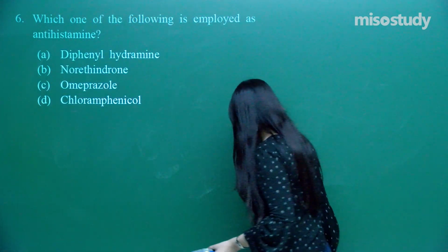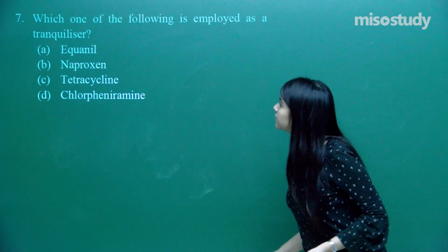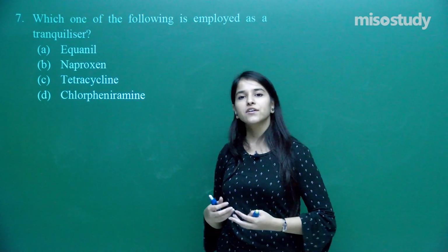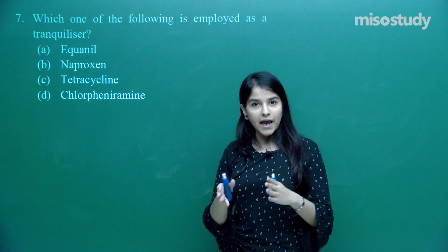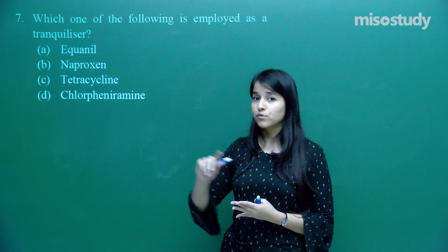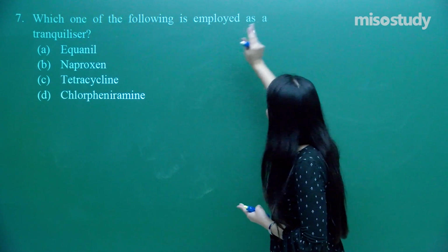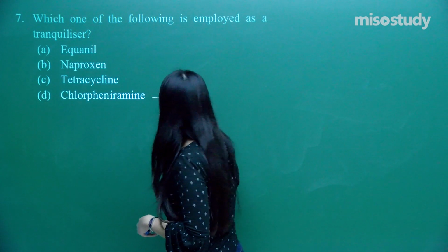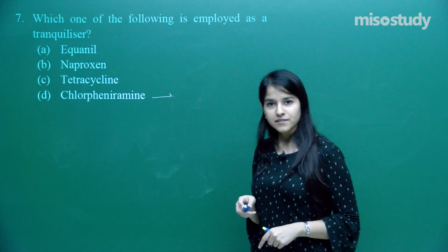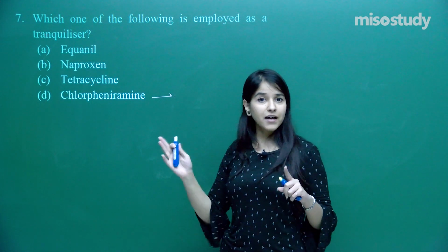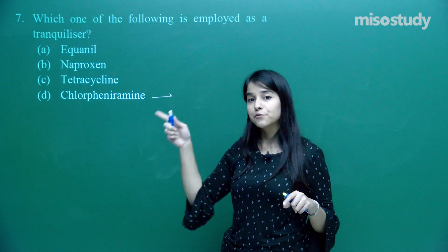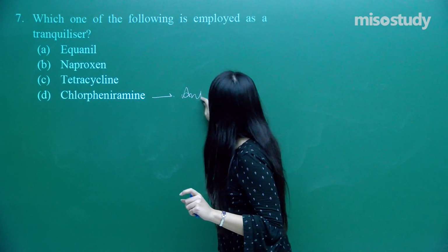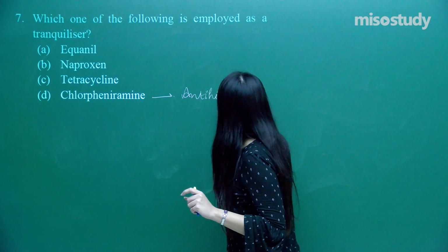So the next one is, which one of the following is employed as a tranquilizer? What is a tranquilizer? Uplifting your mood, and also antidepressants. Those are known as tranquilizers. So which one of the following? So I need to have each and every one as information. Chlorpheniramine, it is the class of diphenylamine that we have just covered. That is, it is an antihistamine, anti-allergic.